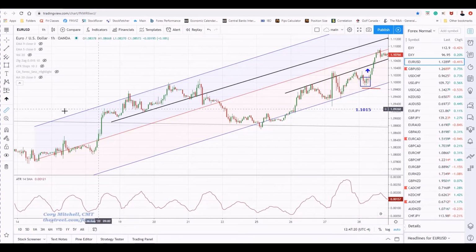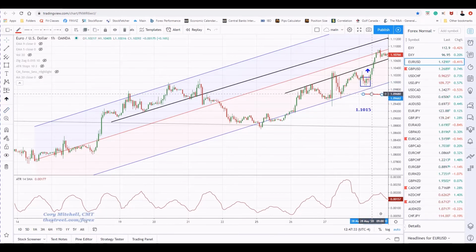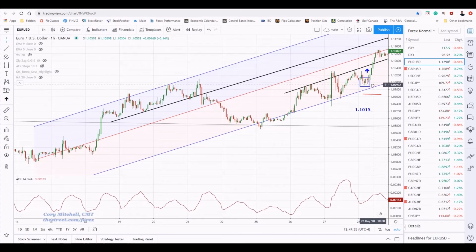If you wanted to give it a 3 ATR, you'd have to go 45 pips below your entry, and it would go down here in this area. Yeah, about right there, 45 pips. So that's another way you can do it. That's at least a more quantified way.